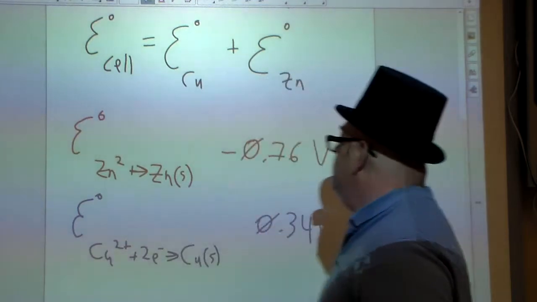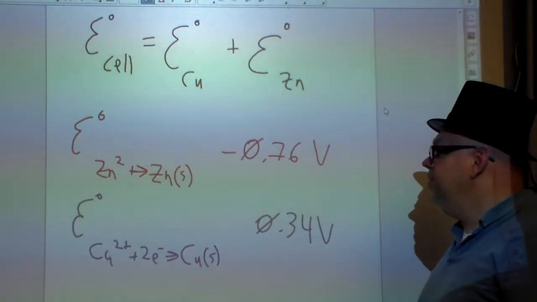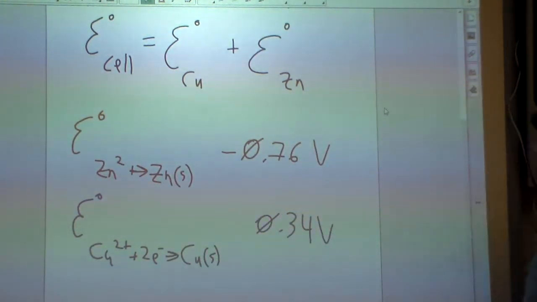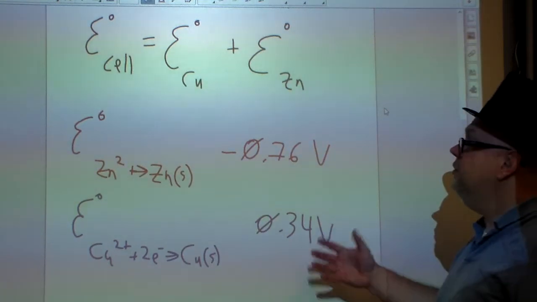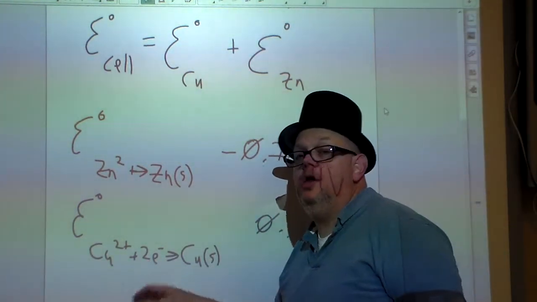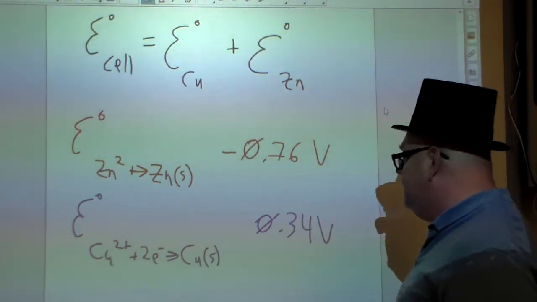Now we have our two potential values here, but one thing you may notice is how I wrote out the reactions in the direction that they're going. In other words, this is the reduction. Remember, the idea behind reduction is that you're picking up electrons, you're gaining them. So this is the value that you have.